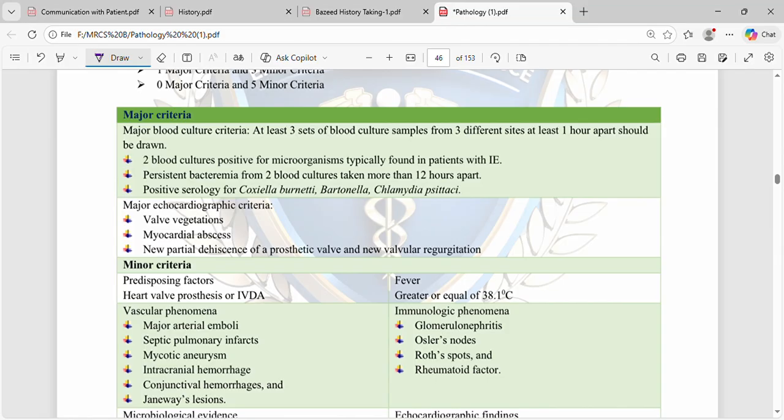2 blood cultures should be positive for microorganisms typically found in patients with infective endocarditis, like the common organisms. Persistent bacteremia from 2 blood cultures taken more than 12 hours apart. Positive serology for Coxiella burnetii, Bartonella, or Chlamydia psittaci. So this is the blood criteria. Major echocardiographic criteria: valve vegetation, myocardial abscess, new partial dehiscence of a prosthetic valve, and new valvular regurgitation.